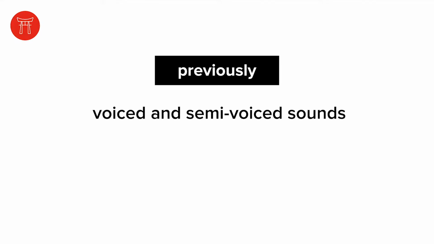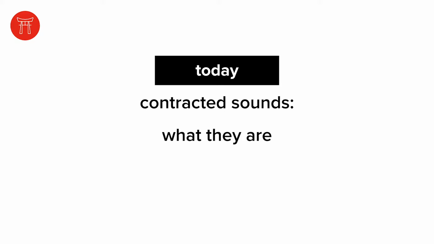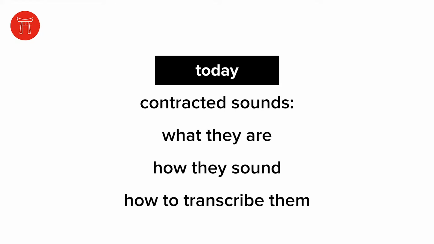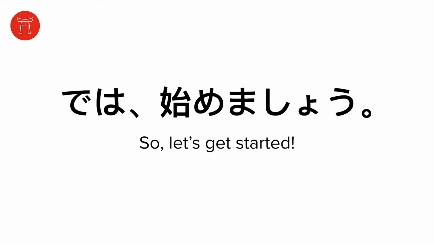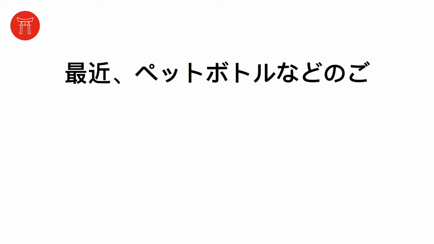In our last episode, we covered two types of Japanese sounds, the voiced and the semi-voiced. Today, we are going to focus on contracted sounds. We'll find out what they are, how they sound, and how we can transcribe them. Let's look back at the message from episode 1 again.